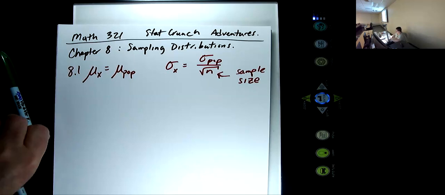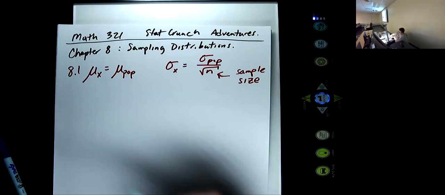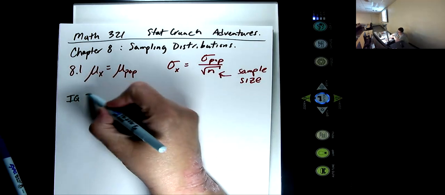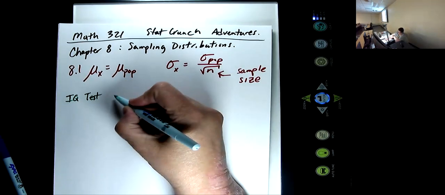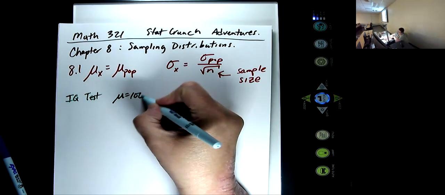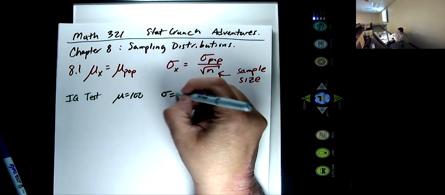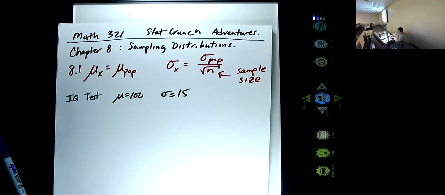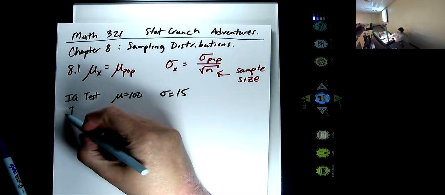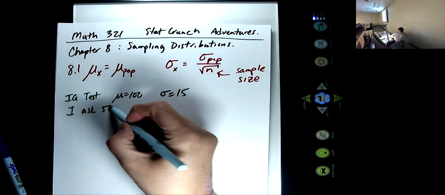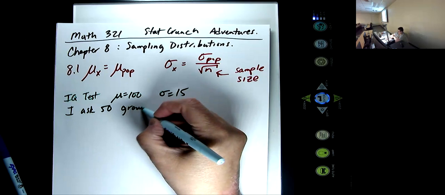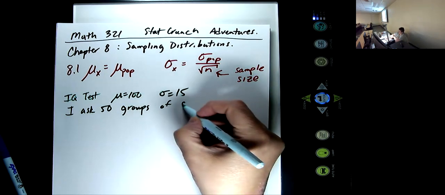So, for example, the IQ test is our go-to because it's a nice, good standard deviation. It's got a mean of 100, standard deviation of 15. And I asked 50 groups of size 9 what their IQ is.